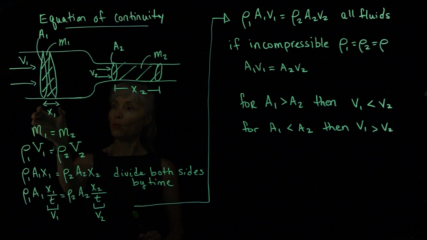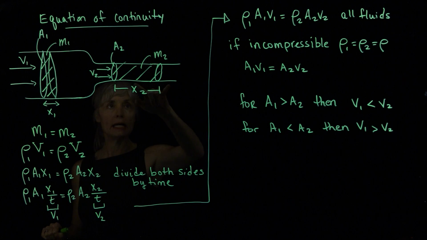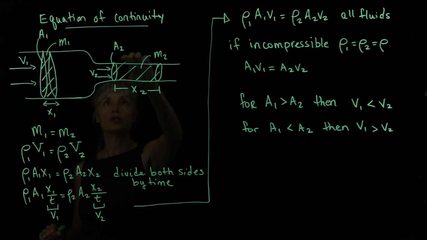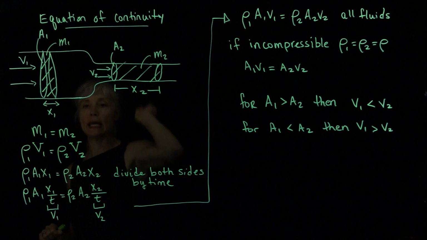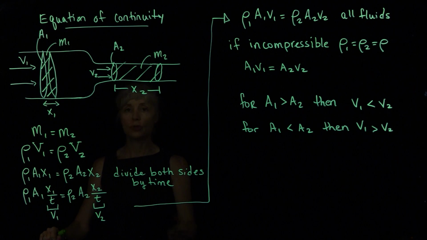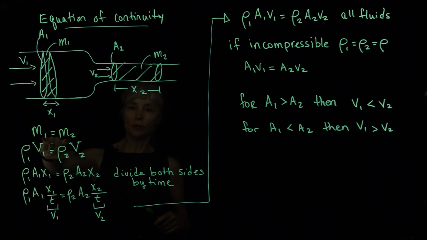this mass M1 moves this distance x1, an identical mass must move down the pipe. So this mass M2, which occupies the pipe of area A2 and length x2, this mass M2 is the same as this mass M1. So this is conservation of mass. So M1 is equal to M2.